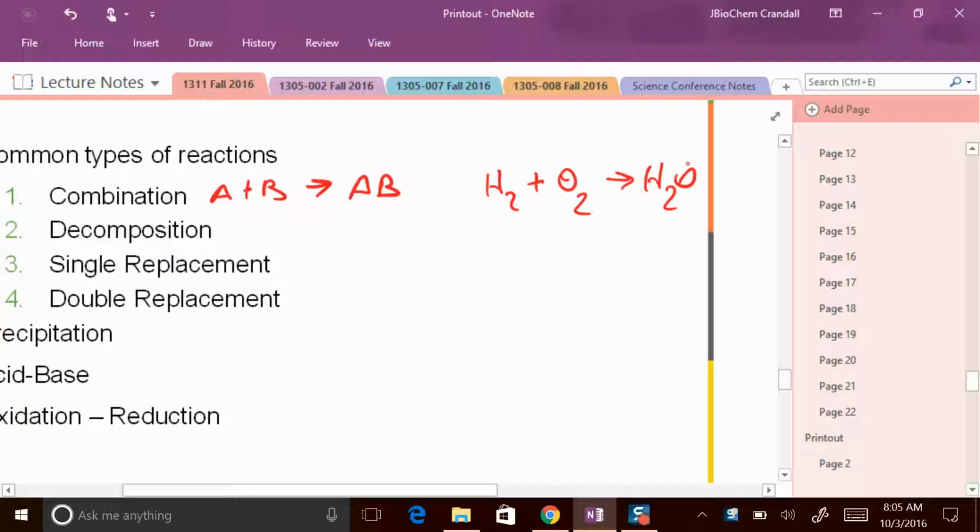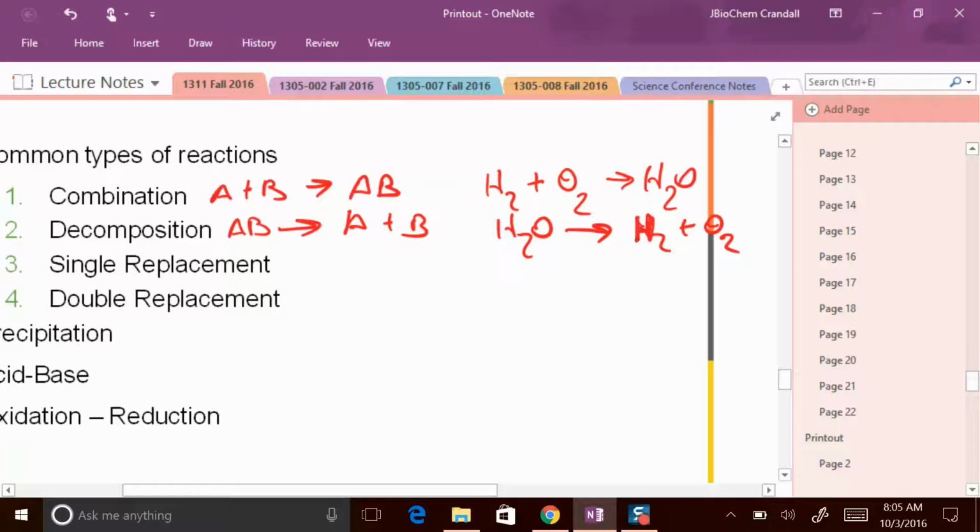Decomposition is essentially the opposite. AB decomposes into A plus B. So here we could just write this H2O decomposes into H2 plus O2. And that would be decomposition. It's breaking apart. It's coming apart. That's not an N, by the way. That's an H. Okay.